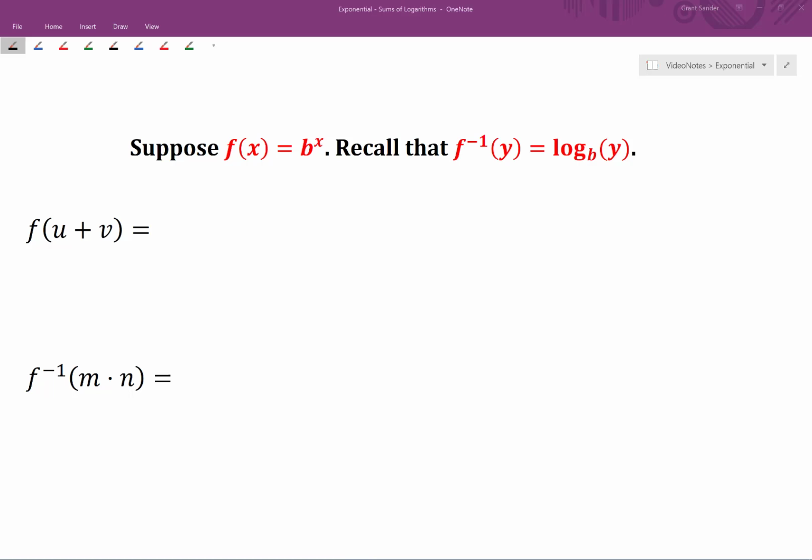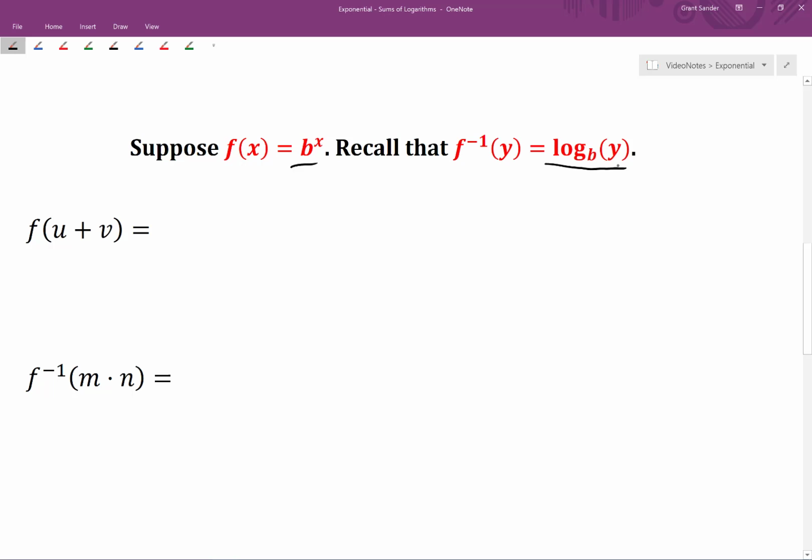In this video, we will look at the sum property of logarithms. We'll start by looking at the following example. Suppose f of x is equal to b to the x, and recall that f inverse is then defined as f inverse of y equals log base b of y. So b to the x corresponds to an inverse of log base b.